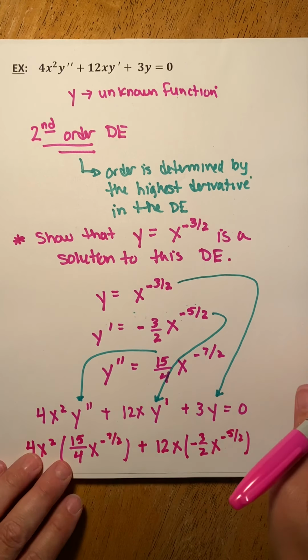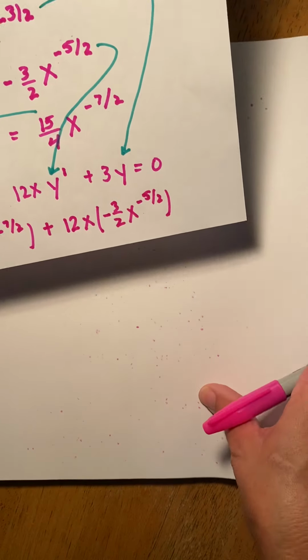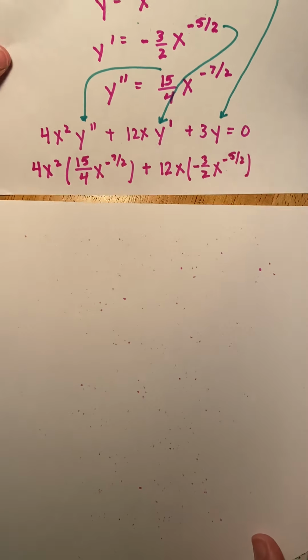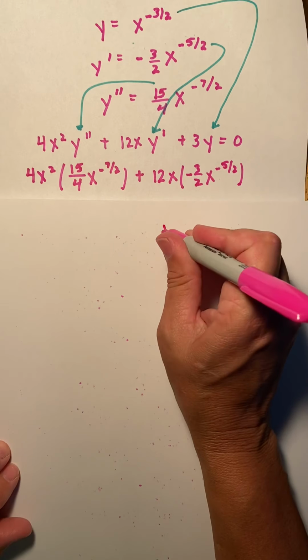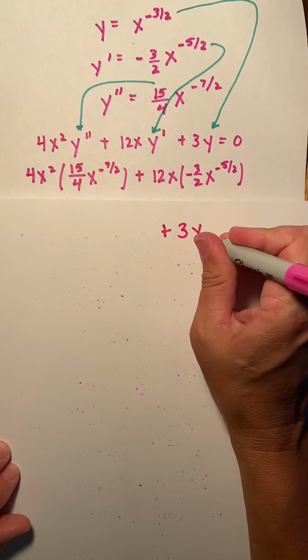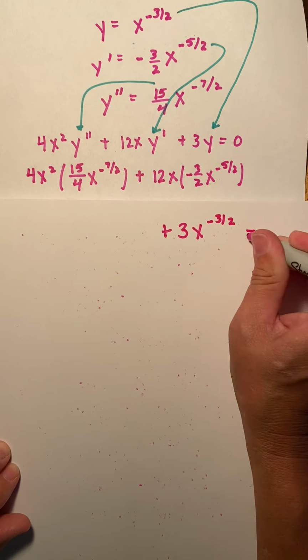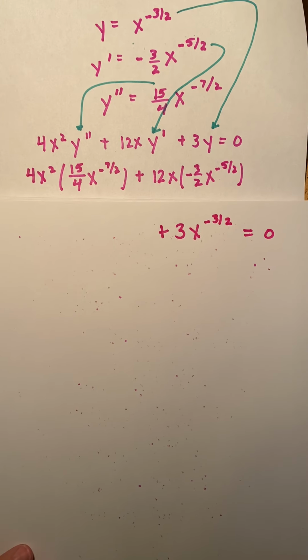Whoops, I'm running out of room. I wrote a little too big. I'll slide this up a little bit. And I'll do plus 3 times y, which is x to the negative 3/2. We want to show that equals 0.